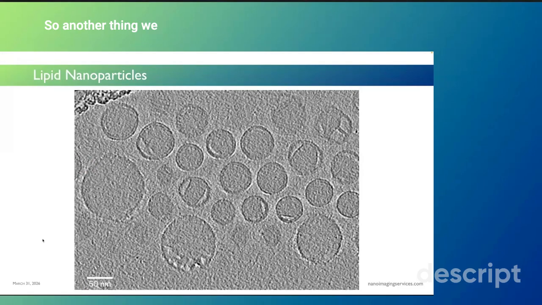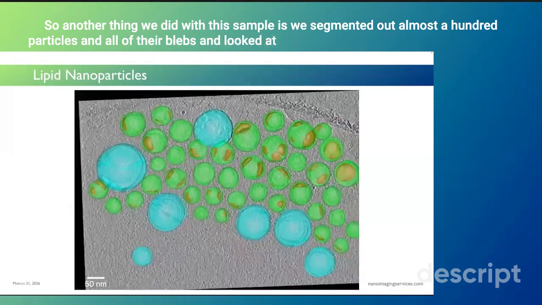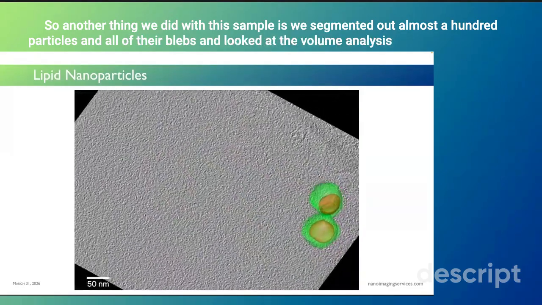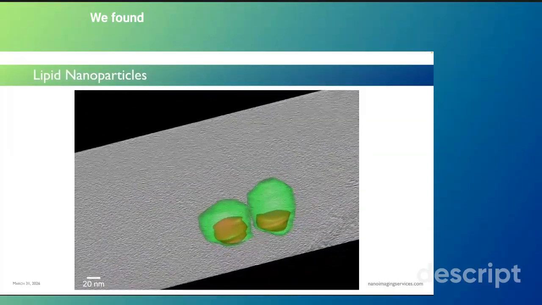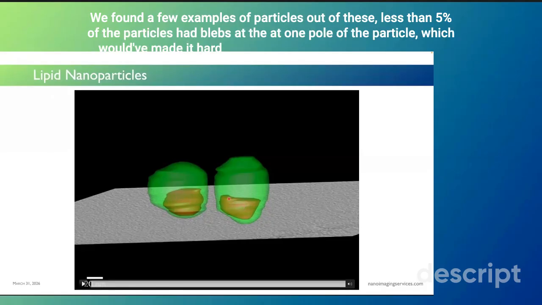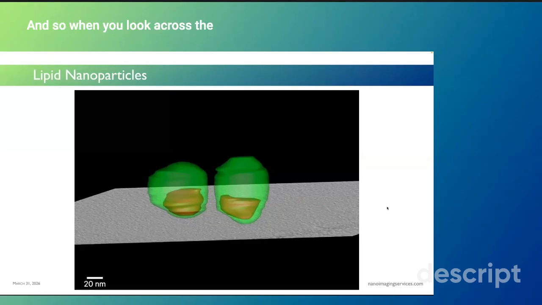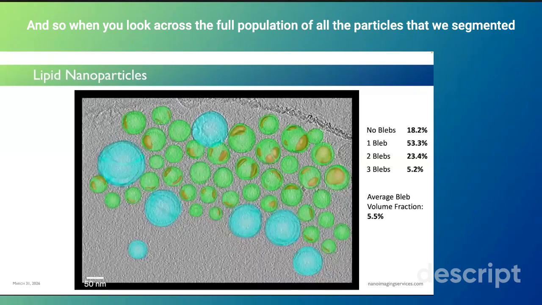So another thing we did with this sample is we segmented out almost 100 particles and all of their blebs and looked at the volume analysis of the bleb structure. We found a few examples of particles. Out of these, less than 5% of the particles had blebs at one pole of the particle, which would have made it hard to see these blebs in a 2D perspective, but it was relatively rare that this sort of orientation was found.